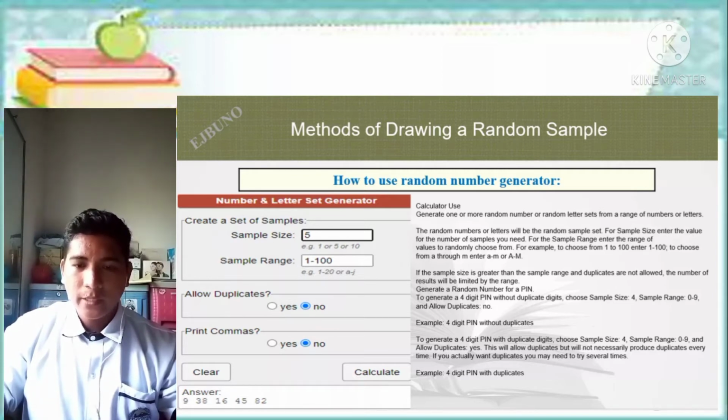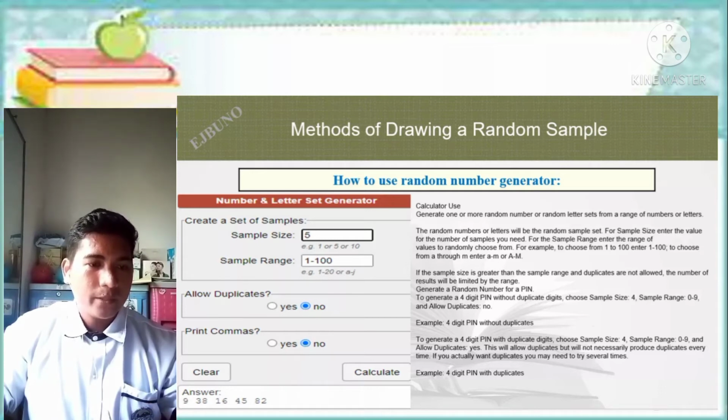If the sample size is greater than the sample range and duplicates are not allowed, the number of results will be limited by the range. Generate a random number for a PIN. To generate a 4-digit PIN without duplicate digits, choose sample size 4, sample range 0 to 9, and allow duplicates: no. Example, 4-digit PINs without duplicates. To generate a 4-digit PIN with duplicate digits, choose sample size 4, sample range 0 to 9, and allow duplicates: yes. This will allow duplicates but will not necessarily produce duplicates every time. If you actually want duplicates, you may need to try several times. Example, 4-digit PINs with duplicates.